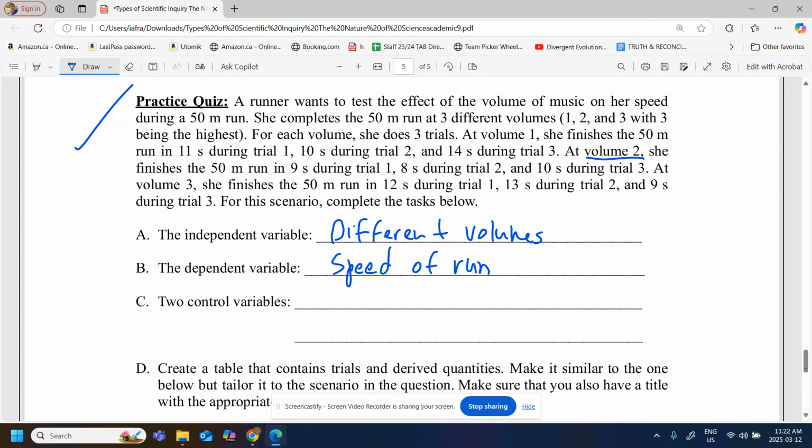Or you could say time to complete a run, right? Depending on how you view it, it's the same idea.